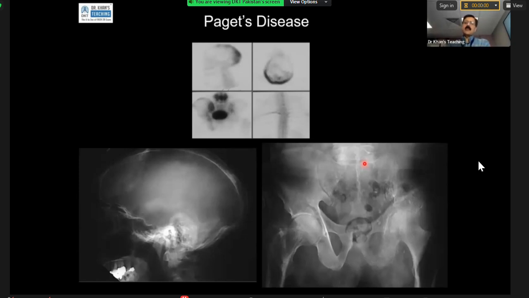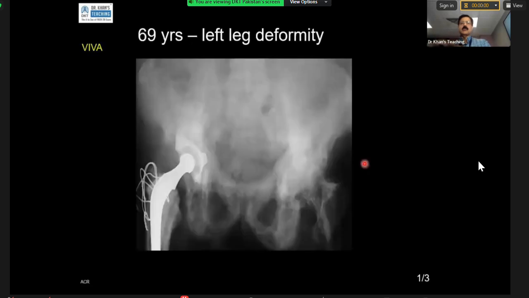The key thing they are asking is that you have to ask for a plain film. Once you ask for a plain film and correlate, then you will make the diagnosis of Paget's. Same thing for fibrous dysplasia, because fibrous dysplasia can also show uptake on bone scan and PET scan. Ask for a plain film and then reach a diagnosis. Fibrous dysplasia will be young age. This, of course, will be old age. I just wanted to show you a Paget's.